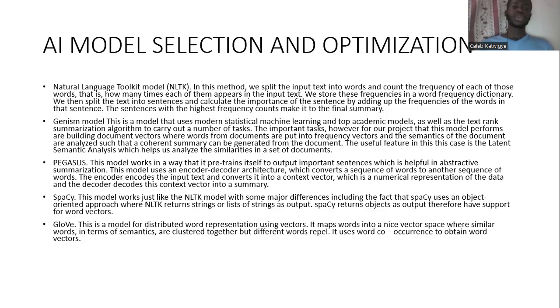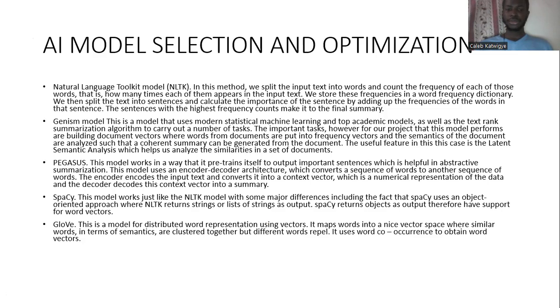Yeah. So in our model selection, these are part of the models we use, but our final work is based on the NLTK, this upper model here, as you see it. So let's talk about the Gensim model first, because I'll explain NLTK later. The Gensim model uses modern statistical machine learning. It uses the TextRank algorithm, right?